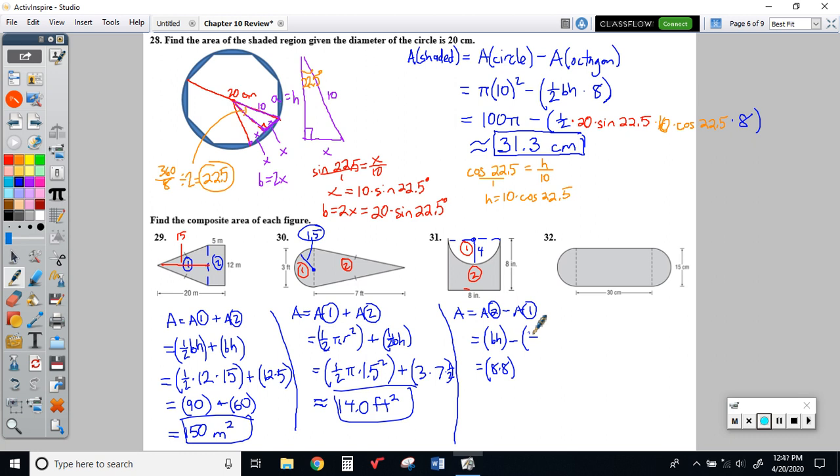minus the area of 1/2 pi r squared. It's a semicircle, half of a circle there. So we've got minus 1/2 times pi times 4 squared. So it'd be 64, and that would be minus 8 pi. And so 64 minus 8 pi, put that in a calculator, we've got 38.9 for that. So about 38.9 inches squared.